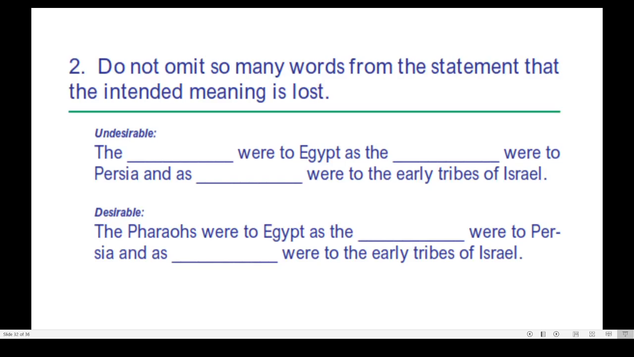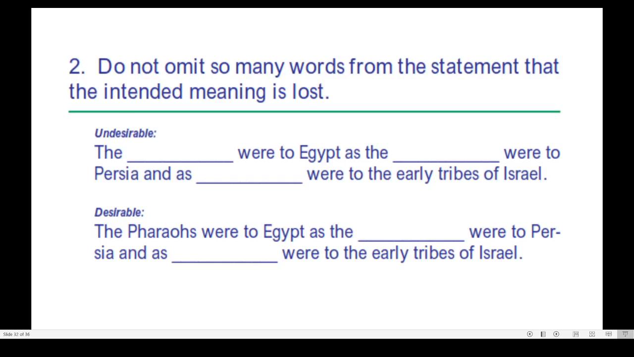So for example, this one, undesirable: The blank were to Egypt as the blank were to Persia and as blank were to early tribes of Israel. You removed so many words that the students can no longer tell what you are asking. So you're eliminating the stimulus from them. There is no stimulus in your sentence now. So you want to make sure that this is avoided.